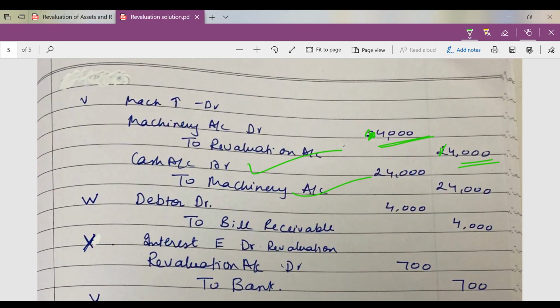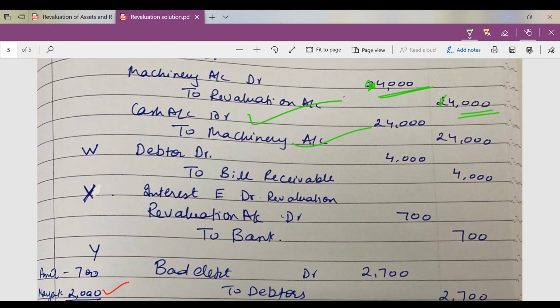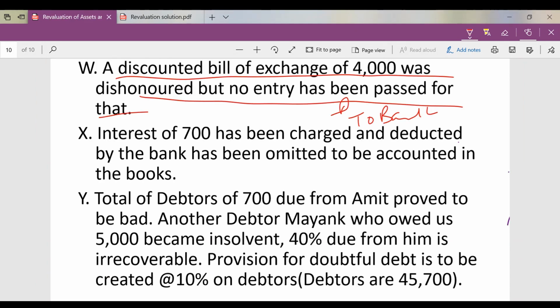So the entry for this will be debtor account debit to bank. It should be here, right? Let me just correct it. It will be to bank here with 4,000 rupees. So it will not have any impact on the revaluation. It will have an impact only on one asset transforming into the other asset. So bill of exchange will reduce. Bill of receivable, so debtor is going to increase over here and bank is going to reduce.